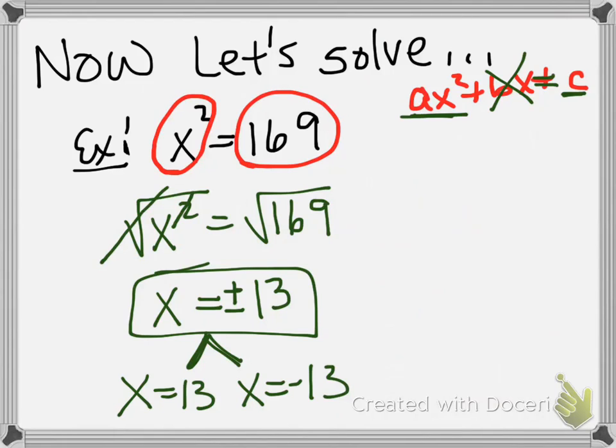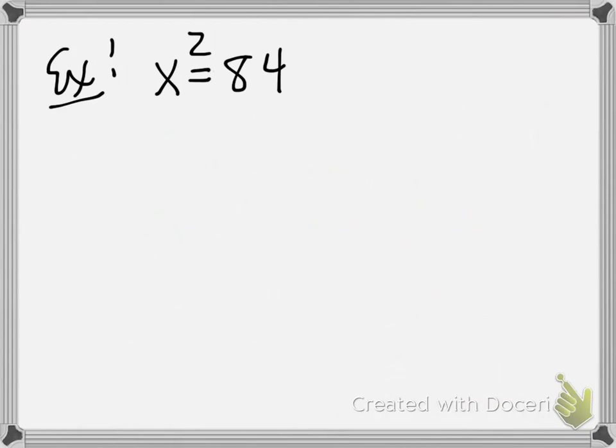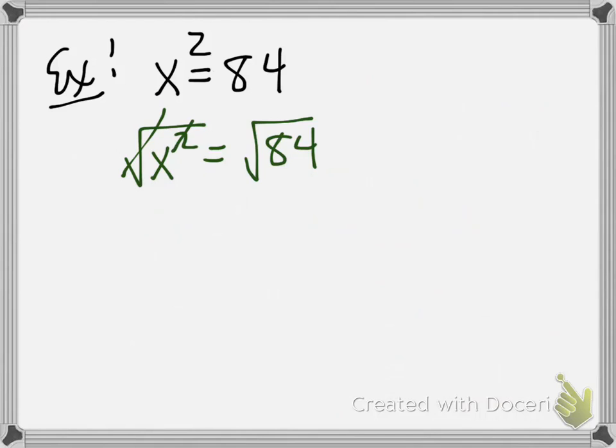Okay, let's try another one. x squared equals 84. So how do I get rid of x squared? I'm going to take the square root of both sides. When you take the square root of x squared, it is going to get rid of the square. So that leaves me with just x. And this is going to be plus or minus the square root of 84.